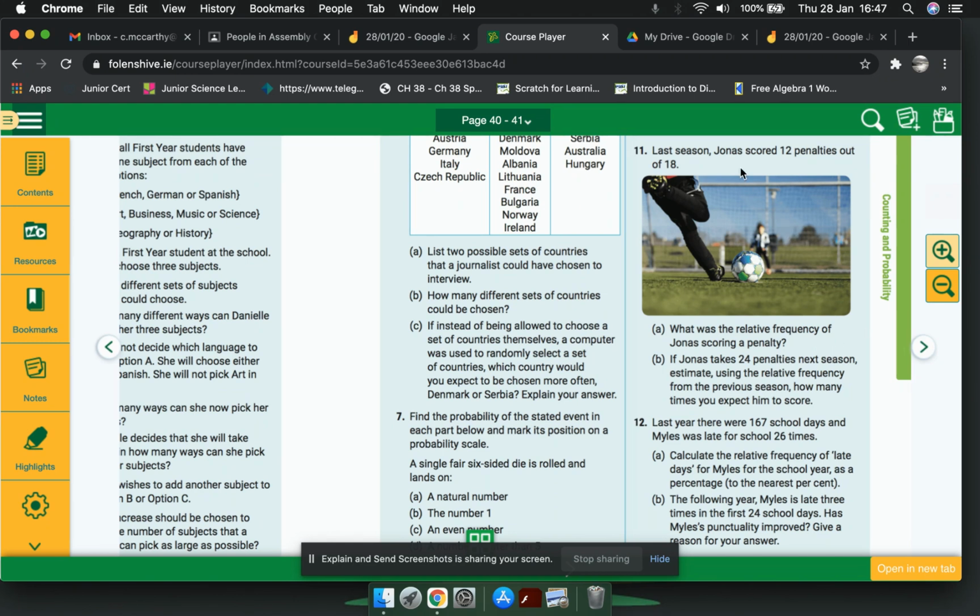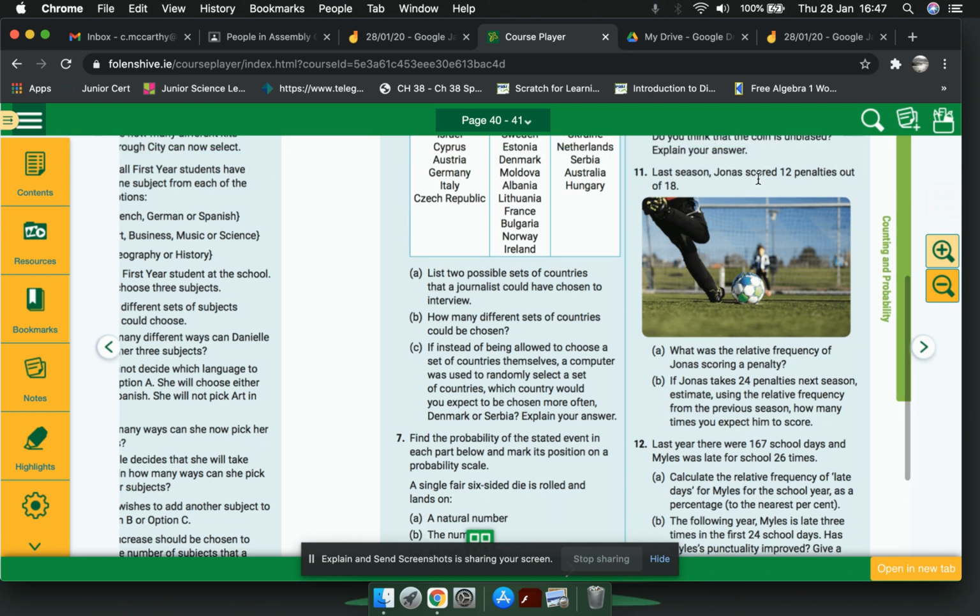So let's start with what we know. Jonas scored 12 penalties out of 18. 18 in this case would be the number of trials, and 12 would be the number of events. In other words, what we're interested in is how many penalties he has scored, and the trials is how many times he's kicked the ball for a penalty.